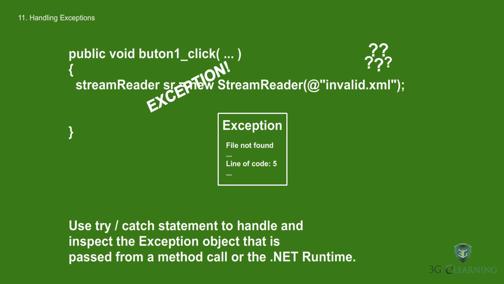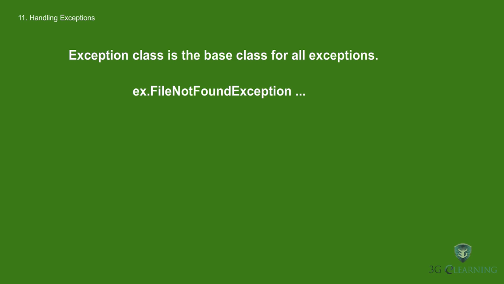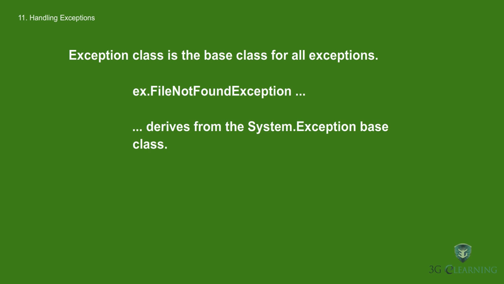This is done by using a try-catch statement within our code. So when we write code, we need to be able to spot those lines of code which could easily be broken and then add these try-catch statements around them. Now the exception class is the base class for all exceptions. So in the last lesson we saw whenever the .NET framework tried to open an XML file but couldn't find it in the directory it assumed it would be in, then the file not found exception was thrown. The file not found exception derives from the system.exception base class.